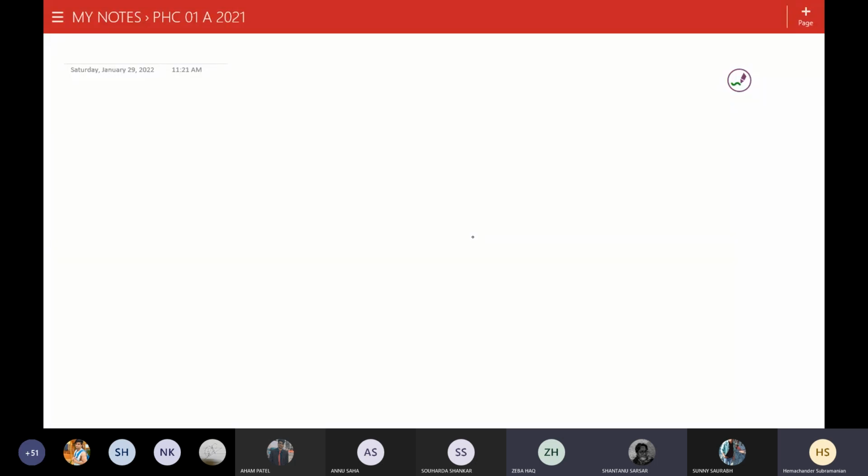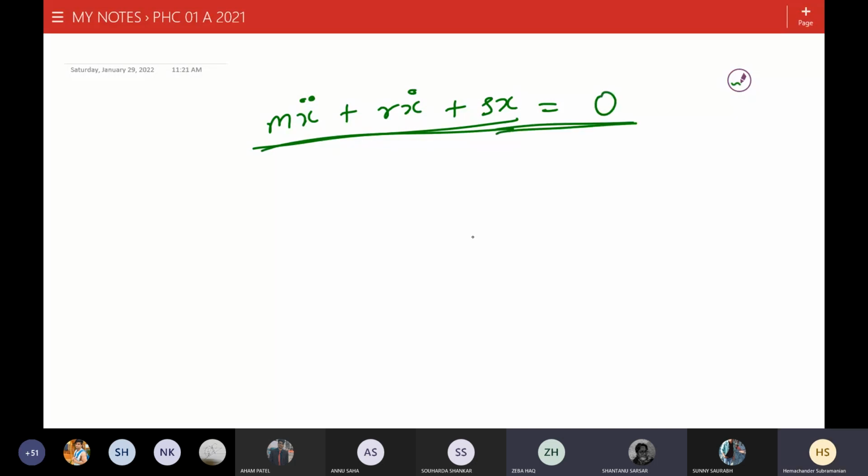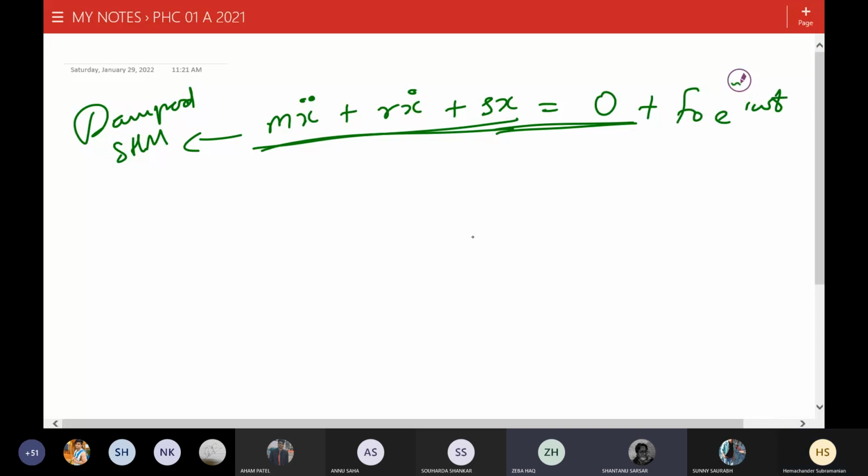So you write the equation for a mechanical oscillator. You have m x double dot plus R x dot plus S x equals zero. This whole thing is your regular simple harmonic oscillator without any forcing. It's just a damped simple harmonic oscillator, a damped SHM. To introduce forcing, what you do is you add e to the power i omega t to that. This is complex, but it's for ease of analysis. If you want to obtain the real solutions, you just take the real part or the imaginary part of it. It doesn't matter. So this is your equation.